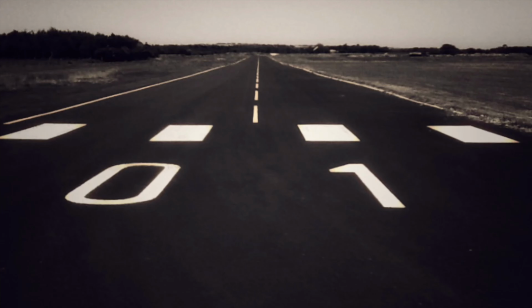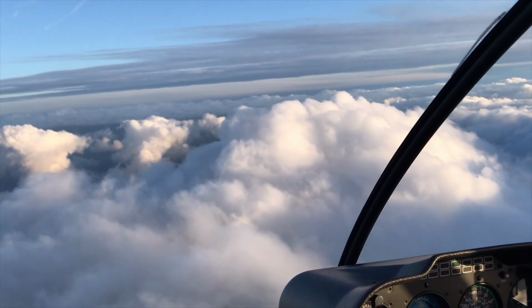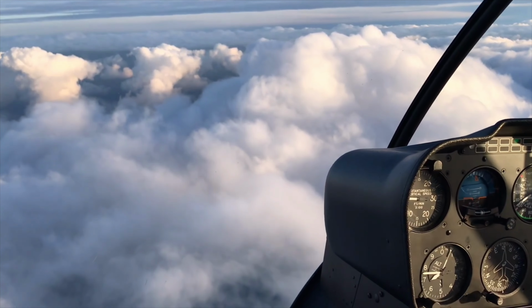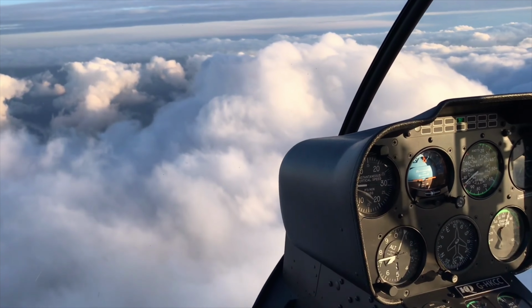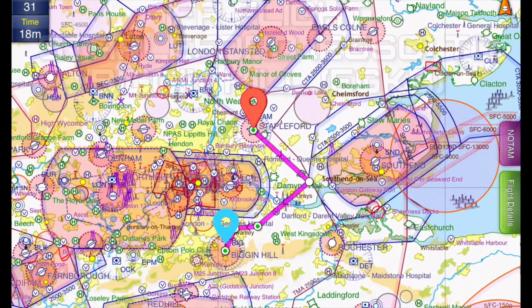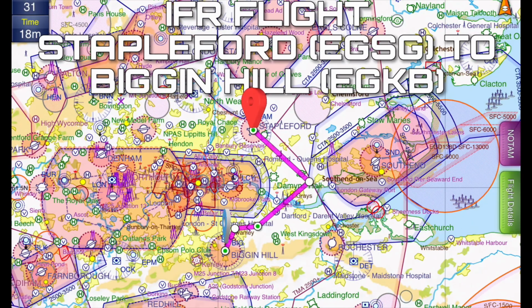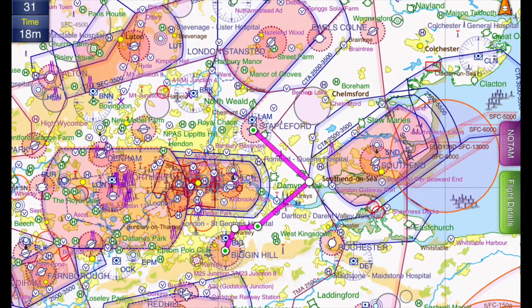Let's use the weather on the 2nd of August 2023 as a worked example. Just to note, there are a number of factors to consider when planning a flight. For this, however, we will only focus on the IFR weather considerations alone. This is an IFR flight from Stapleford to Biggin Hill, departing at approximately 14:30 and arriving at Biggin around 15:00.